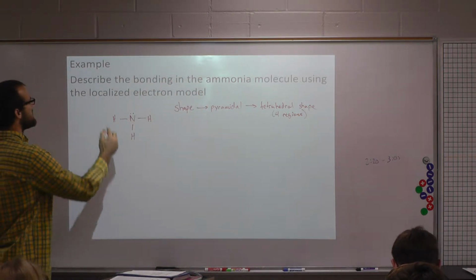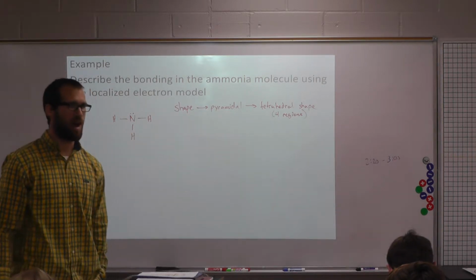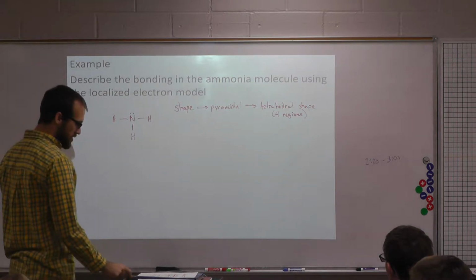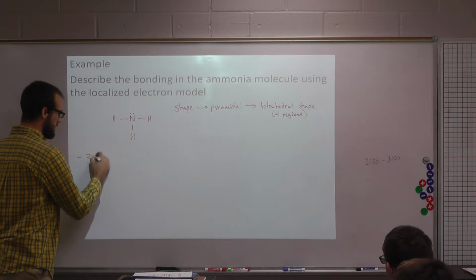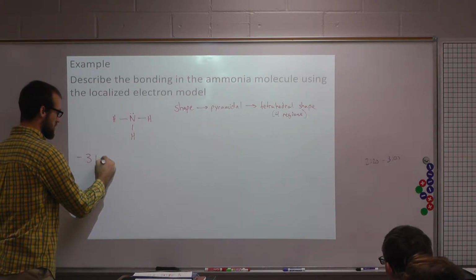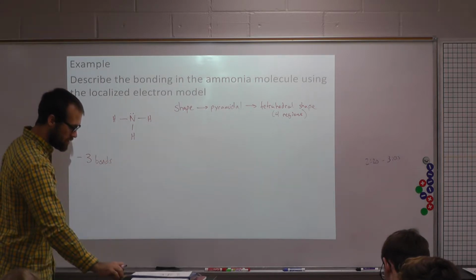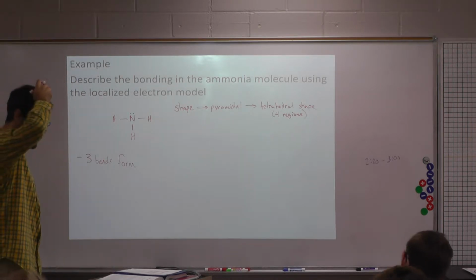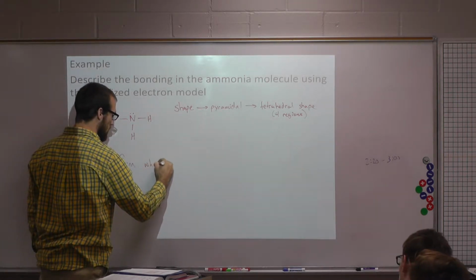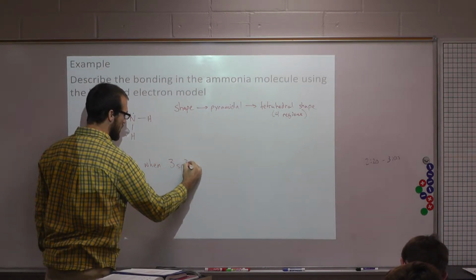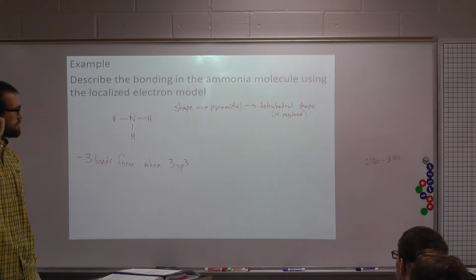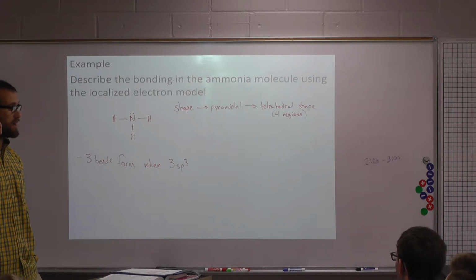Okay, so it says describe the bonding. So we're going to have to describe how these orbitals are going to overlap. So here's how I would do it. If I were to do this on an essay question, I would say 3 bonds form. You might want to write this down. Okay? When 3 sp3, why is it sp3? Four regions. Okay? Now only 3 of the sp3 orbitals are going to be bonded. Now I'll explain that in a second.